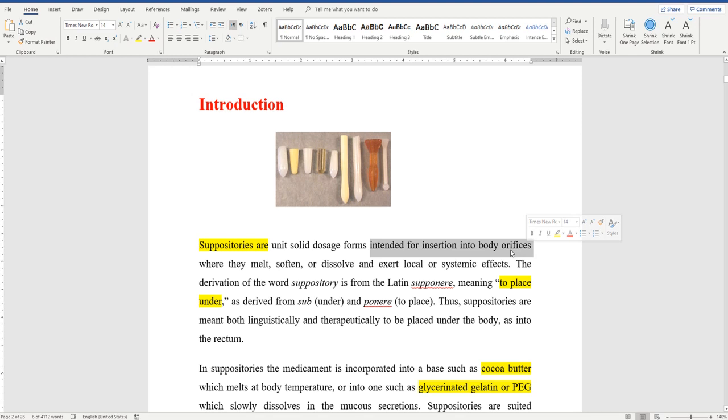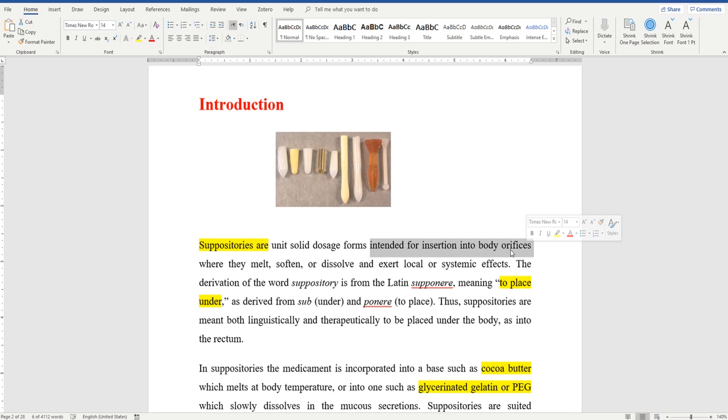Now you can think of orifices. Of course, there is more than one orifice in our body, but here we are talking mainly about rectal, which is the most common, followed by vaginal suppositories, and rarely there are also urethral suppositories. So now we know it's a unit solid dosage form intended for insertion into body orifices.